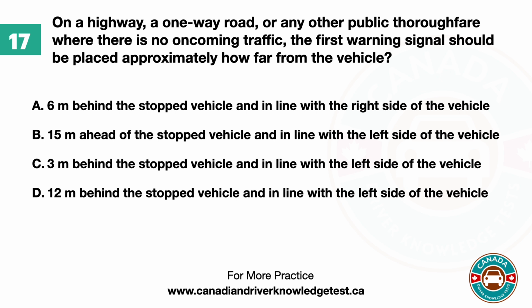Question 17. On a highway, a one-way road, or any other public thoroughfare where there is no oncoming traffic, the first warning signal should be placed approximately how far from the vehicle? A. 6 m behind the stopped vehicle and in line with the right side of the vehicle. B. 15 m ahead of the stopped vehicle and in line with the left side of the vehicle. C. 3 m behind the stopped vehicle and in line with the left side of the vehicle. D. 12 m behind the stopped vehicle and in line with the left side of the vehicle. The answer is C. 3 m behind the stopped vehicle and in line with the left side of the vehicle.